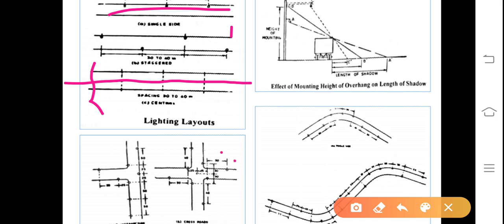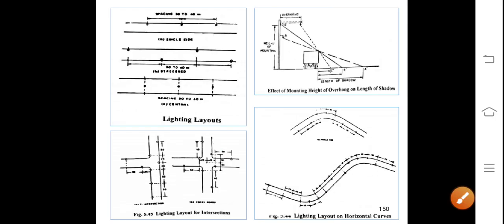The spacing between two light poles on a straight road is larger than the spacing of lamps or lighting poles at intersections. And on a gentle curve, the spacing will be larger than on a sharp curve or in serpentine curves.